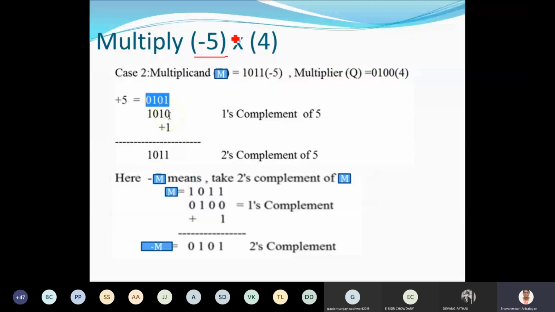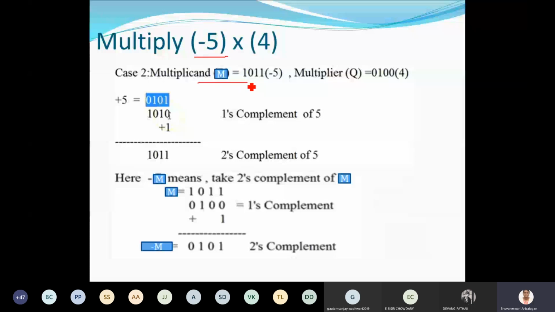Simply take the 2's complement of the number and you can proceed with the same steps as we have seen for the positive numbers, right? The same steps you are going to proceed with this negative number also. Let me explain that too. What is the multiplicand? It is going to be minus 5. This is going to be the multiplicand, and the multiplier is going to be 4.